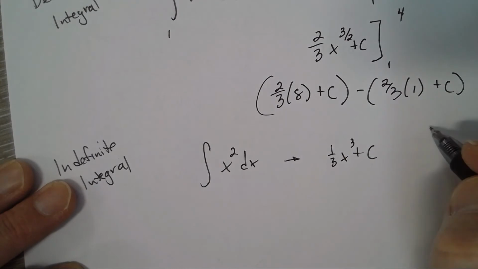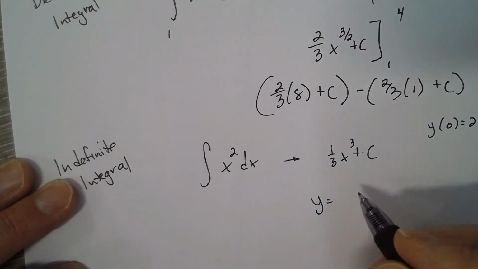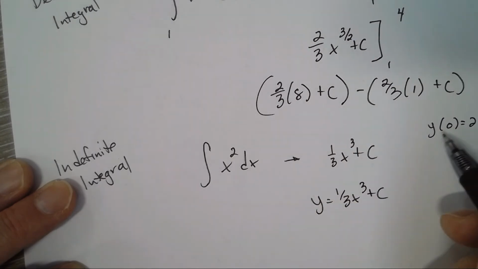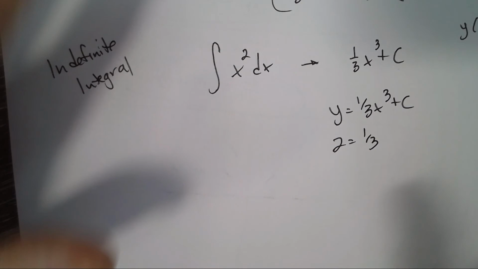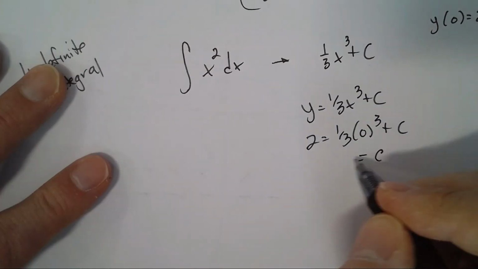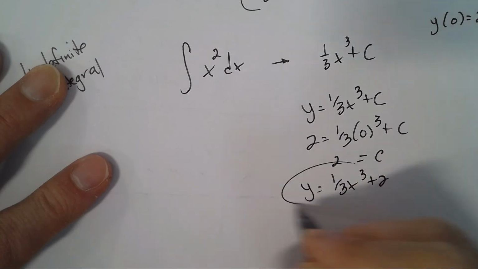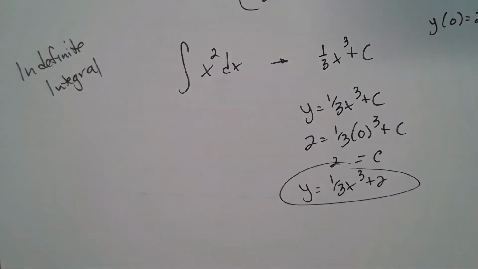So if I knew that y of 0 is 2, then you can say y equals 1/3 x cubed plus c. You can plug 0 in for x, 2 in for y. So then c equals 2. So then you can find your original equation without the plus c because you have an initial value. Okay, so we've done those before.